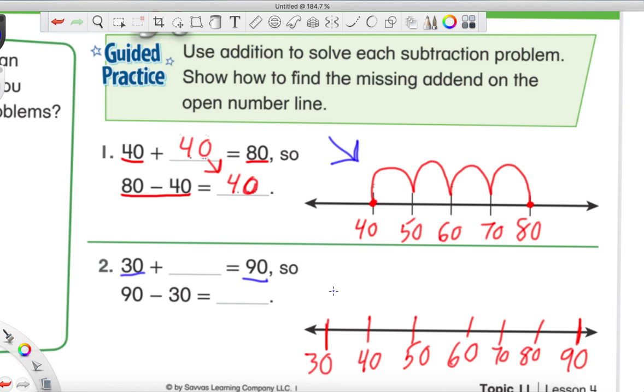Alright, if you are not done, pause the video, hit the space bar, take your time. If you are done, let's check your work and see if you are right on the money with your answer.